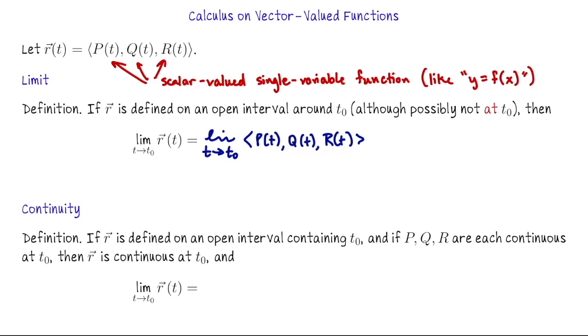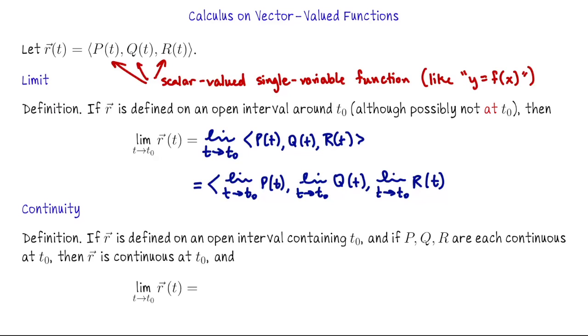And then how we take that limit is we just do it coordinate by coordinate. So we say that this limit is going to be a vector where the first coordinate is the limit as t approaches t0 of p of t, with similar statements for the y and z coordinates, but using q and capital R. To take the limit of a vector-valued function, we just take the limit of each component. Very simple. You've already seen these kinds of limits in single-variable calculus.